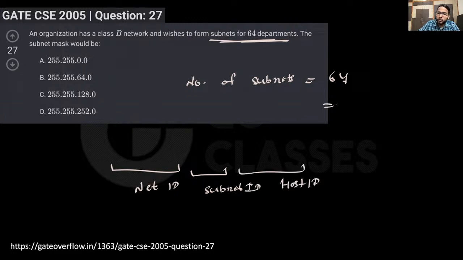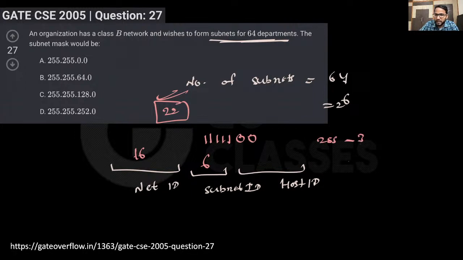So here you need 2 power 6, which means you need 6 bits here. It is class B, it means it is already having 8 plus 8, 16 bits reserved. So 16 plus 6, 22 bits should be reserved finally for the subnet mask. So 22 means that this is 8 plus 8, 16, and then these 6 bits are reserved, which means in the subnet mask you will be having 6 times 1 and then 0 0, right? And this will be the subnet mask. 6 times 1 means 255 minus 3, actually it is 252, so it should be 252, which is D, the answer.